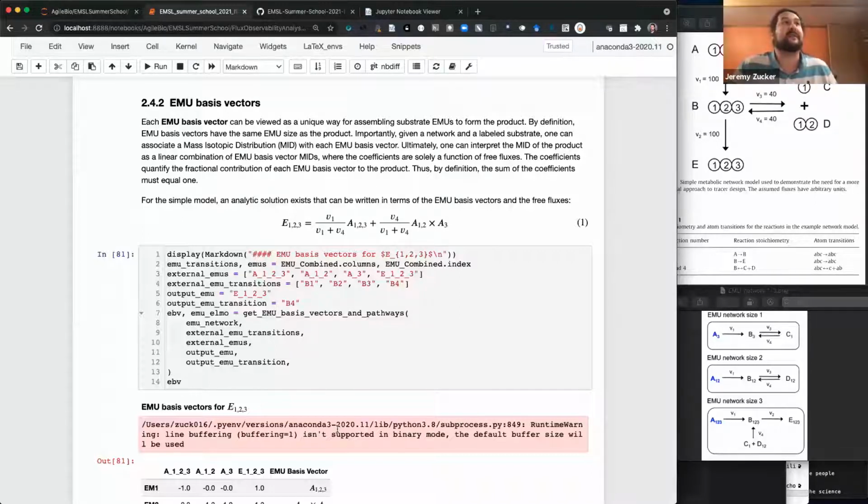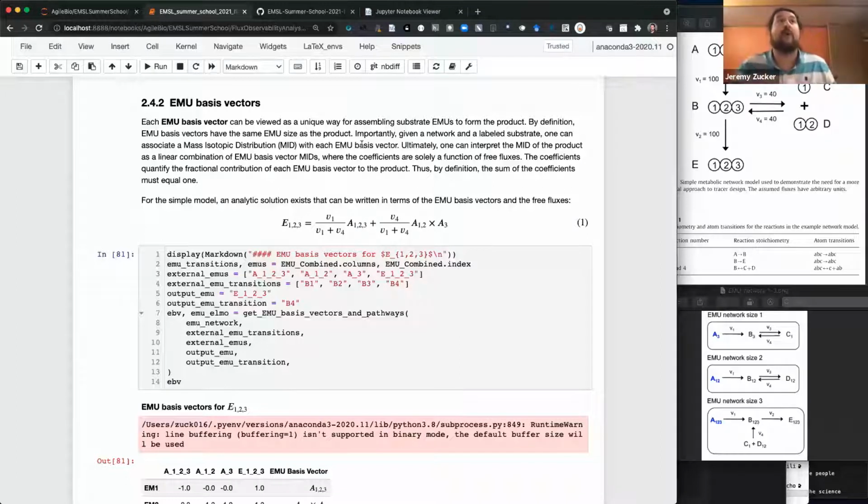So by definition, when I say substrate EMUs, I'm talking about the original isotopic label that we gave it. And we want to think about the product, which is in this case E123, in terms of A123. So by definition, EMU basis vectors have the same EMU size as the product. Importantly, given a network and a labeled substrate, one can associate an MID with each EMU basis vector.